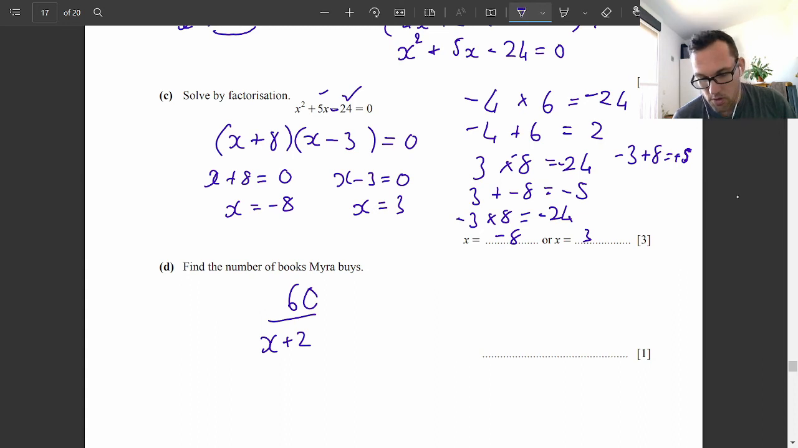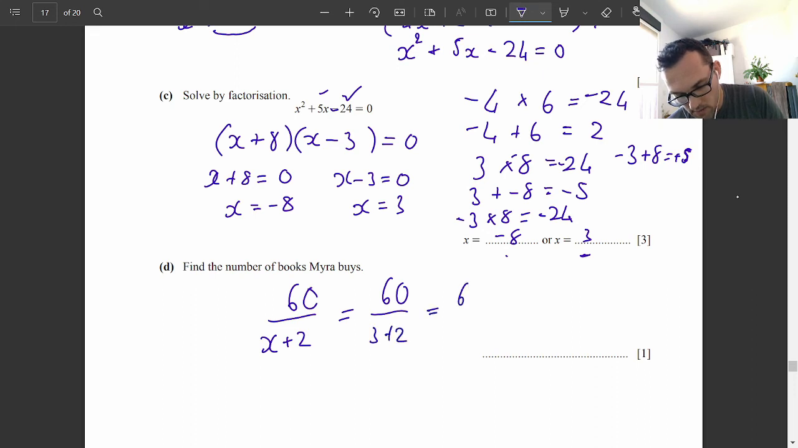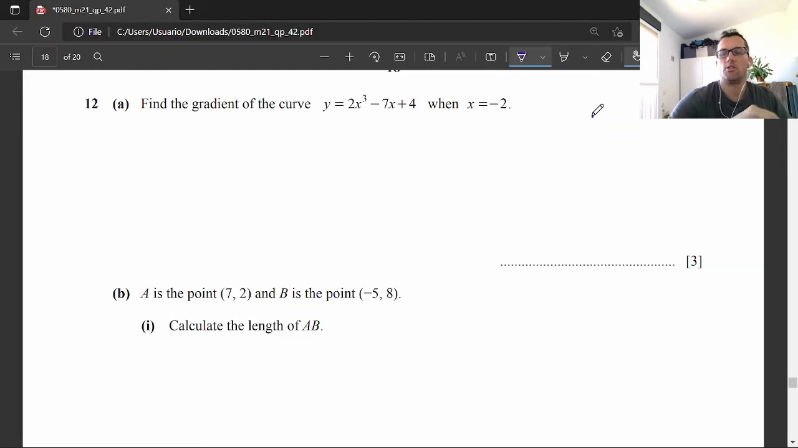And we knew she was buying books. She took books home. She didn't donate them. So we probably need to use the positive answer there, which means x will be 3, plus 2, which is 60 divided by 5, which gives us 12 books. Is what she bought.